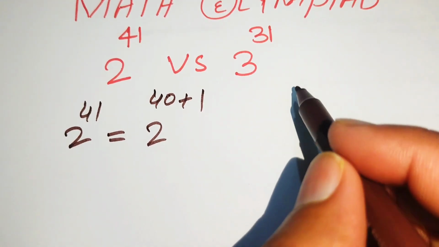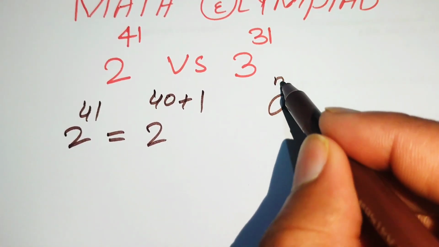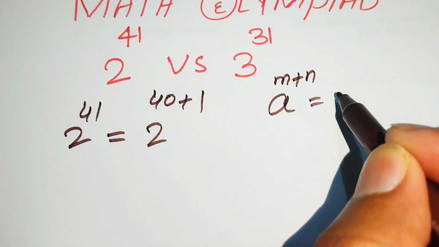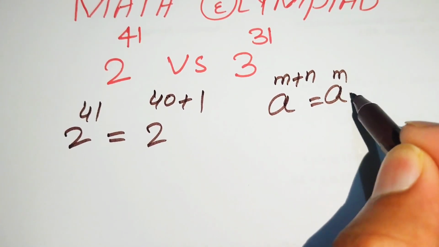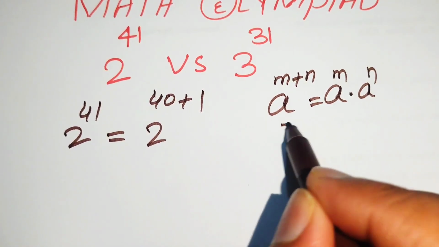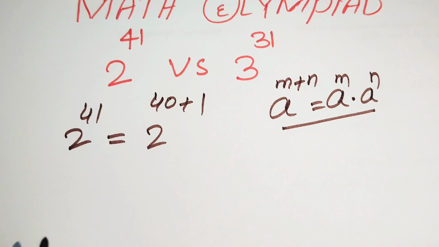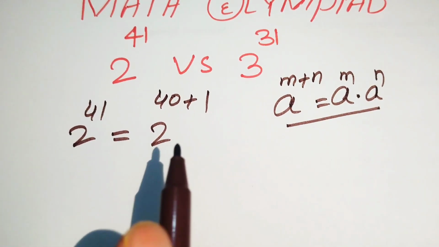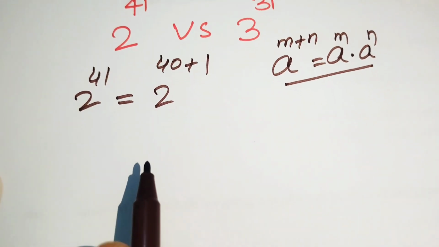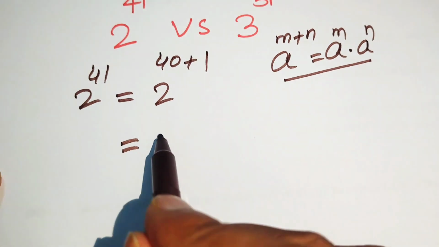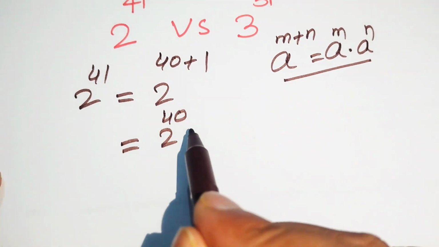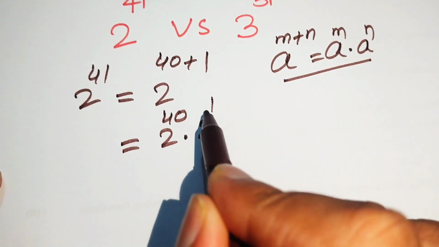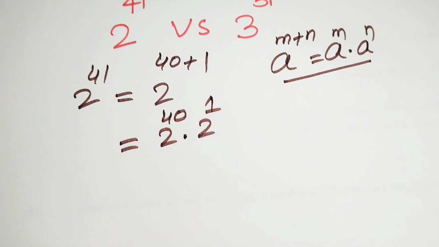Here we use the nice exponential law, and you know that if we have a to the power of m plus n, it is equal to a to the power of m times a to the power of n. We use this exponential law on the right hand side and break its exponent, and we write it as 2 to the power of 40 into 2 to the power of 1.